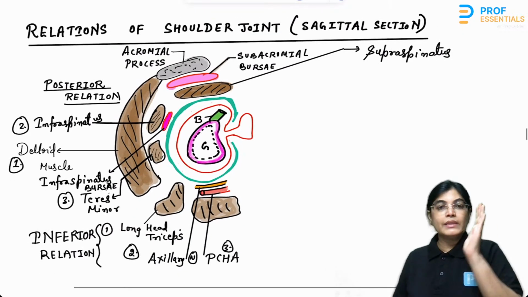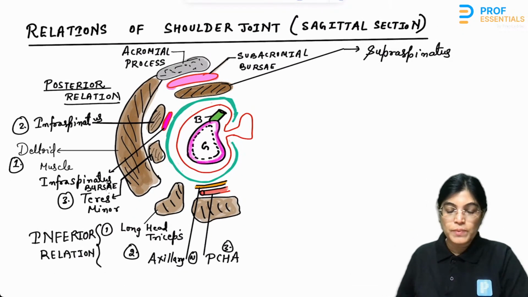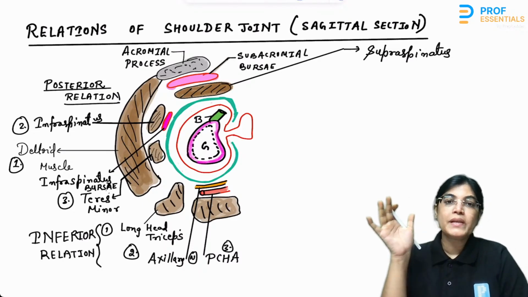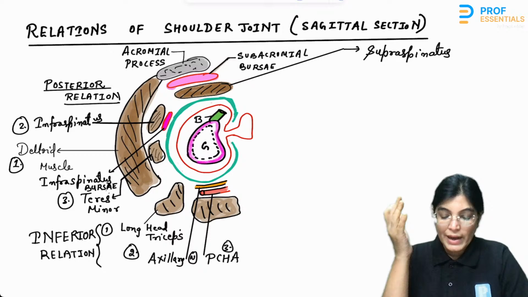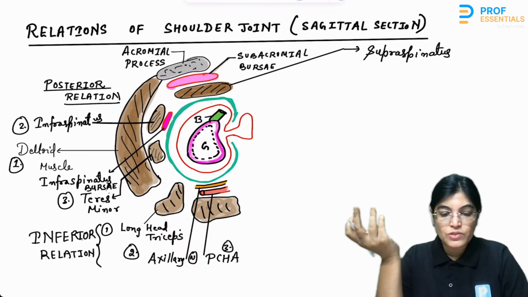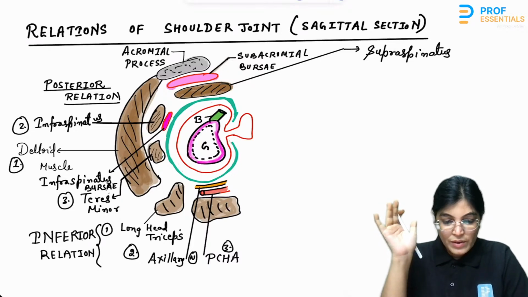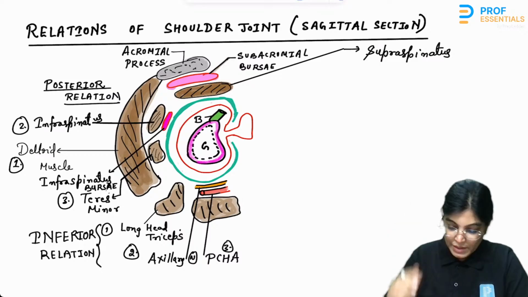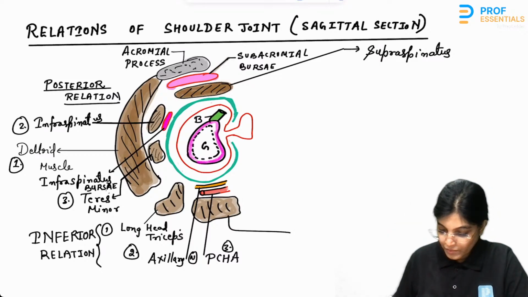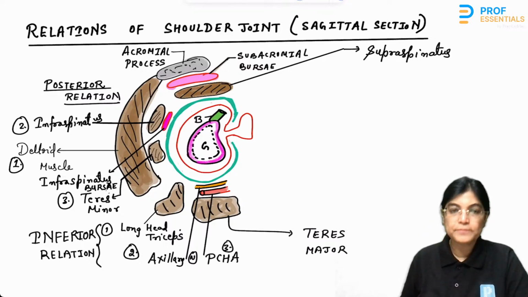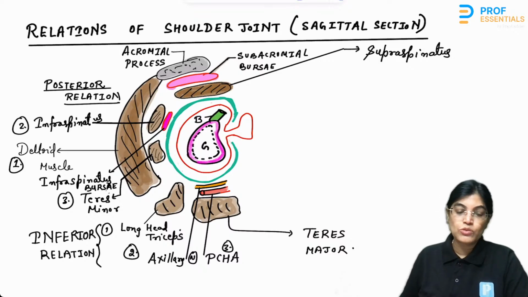Got it? So till now, on the superior aspect, we have the supraspinatus muscle, and also the subacromial bursa, and we have the coracoacromial arch and ligament. These are all the structures on the superior aspect, and part of it is also anterior. So we will draw that. Now coming to the other structure, we will have the surrounding structure. This is the teres major muscle part. Now coming to the anterior relation.